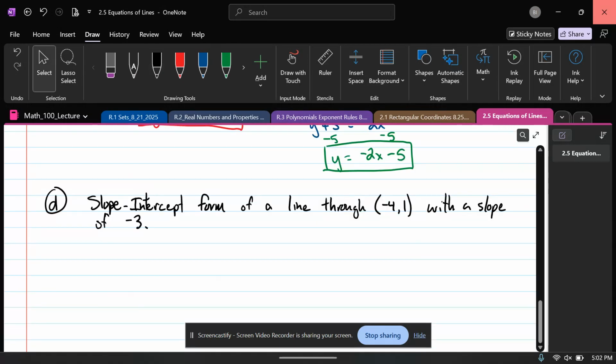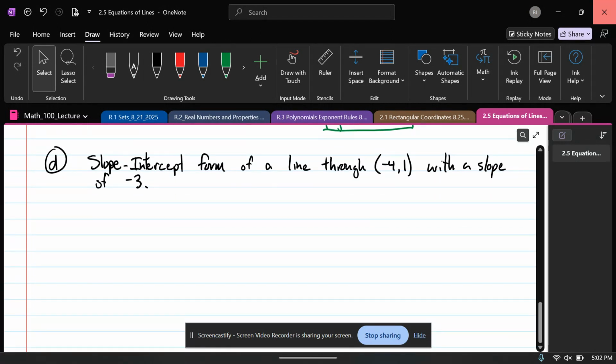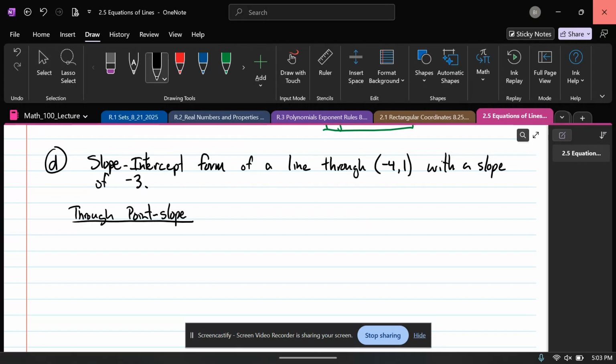Okay? I'm going to show you two different ways to do this, and both ways get you the same answer. The first way is through point slope, which I like because it makes me practice point slope. In algebra classes, this is probably the least practiced form of a line. We do a ton of stuff with slope-intercept form. We don't do very much with point slope form. So I like practicing it because we need practice with it.